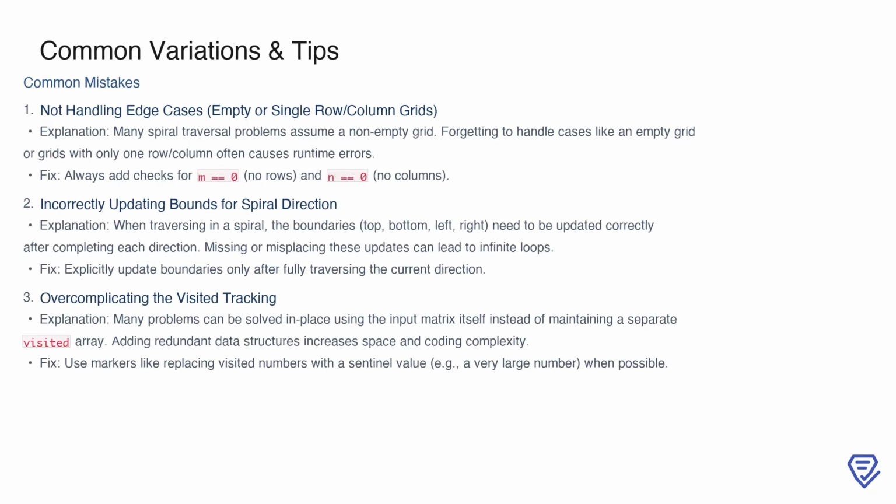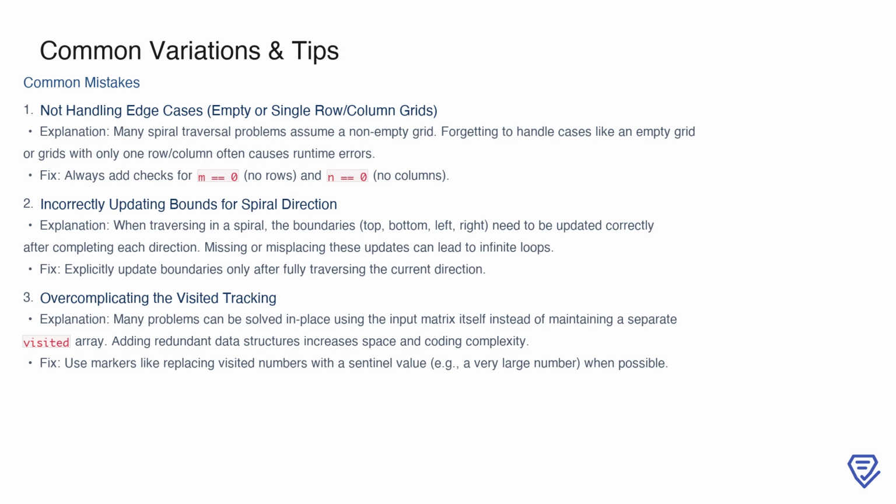One common mistake in spiral traversal problems is not handling edge cases like empty grids or grids with only one row or column. These scenarios often lead to runtime errors if not accounted for. To prevent this, always check if the number of rows or columns is 0 before proceeding. Another frequent issue is incorrectly updating the boundaries for the spiral traversal. The top, bottom, left, and right bounds need to be adjusted only after completing a full pass in the current direction.